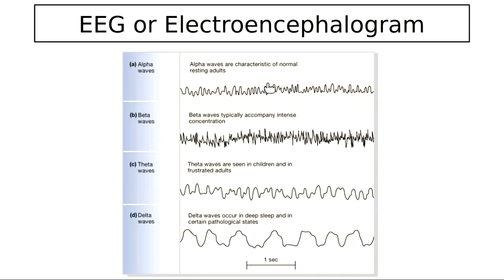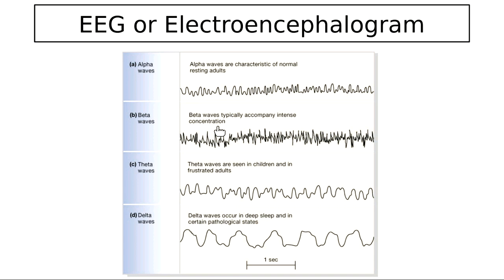Brainwave. We have the electroencephalogram, or electroencephalography, is the field. EEG is the brainwave activity, so a record of the electrical activity of the brain, the brain waves. And so you see the alpha waves, characteristic of normal resting adults. So while you're just resting, if your brain activity has waves that are predominantly like this, so many per second.